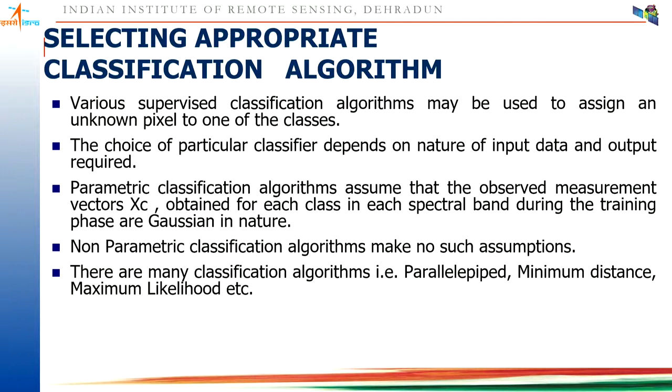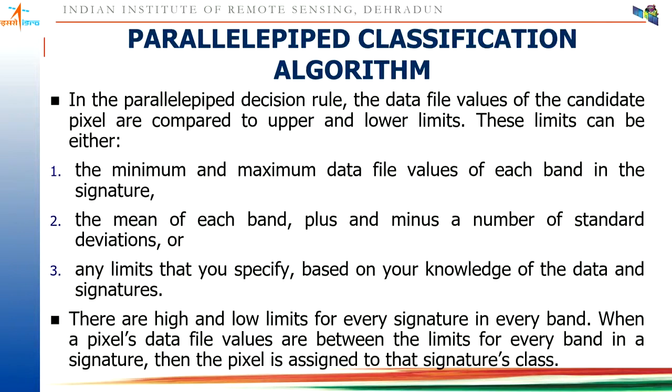Parametric algorithms assume that the observed measurement vector obtained for each class during the training phase is Gaussian in nature. That means it has a normal distribution curve. Whereas non-parametric classification algorithms don't make any such assumption. There are various algorithms, so one by one, we'll check a few of these. The first one is the parallelepiped classification algorithm. In the parallelepiped decision rule, the data file values of candidate pixels are compared to upper and lower limits.